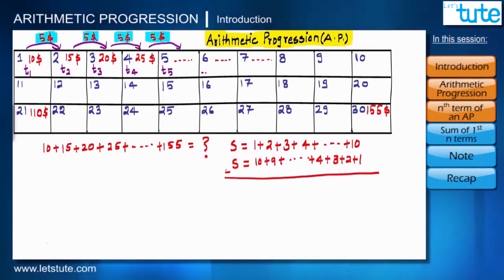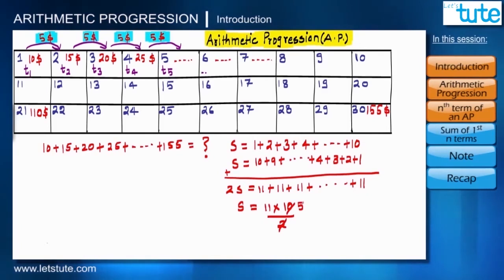Now S plus S will give you 2S. 10 plus 1 is 11, 9 plus 2 is again 11, and every time you will get 11. So we will get 11 ten times. Since there are 10 numbers, we can write S as 11 into 10 divided by 2. Now 2 fives are 10 and 11 into 5 is 55. So he got this value as 55.